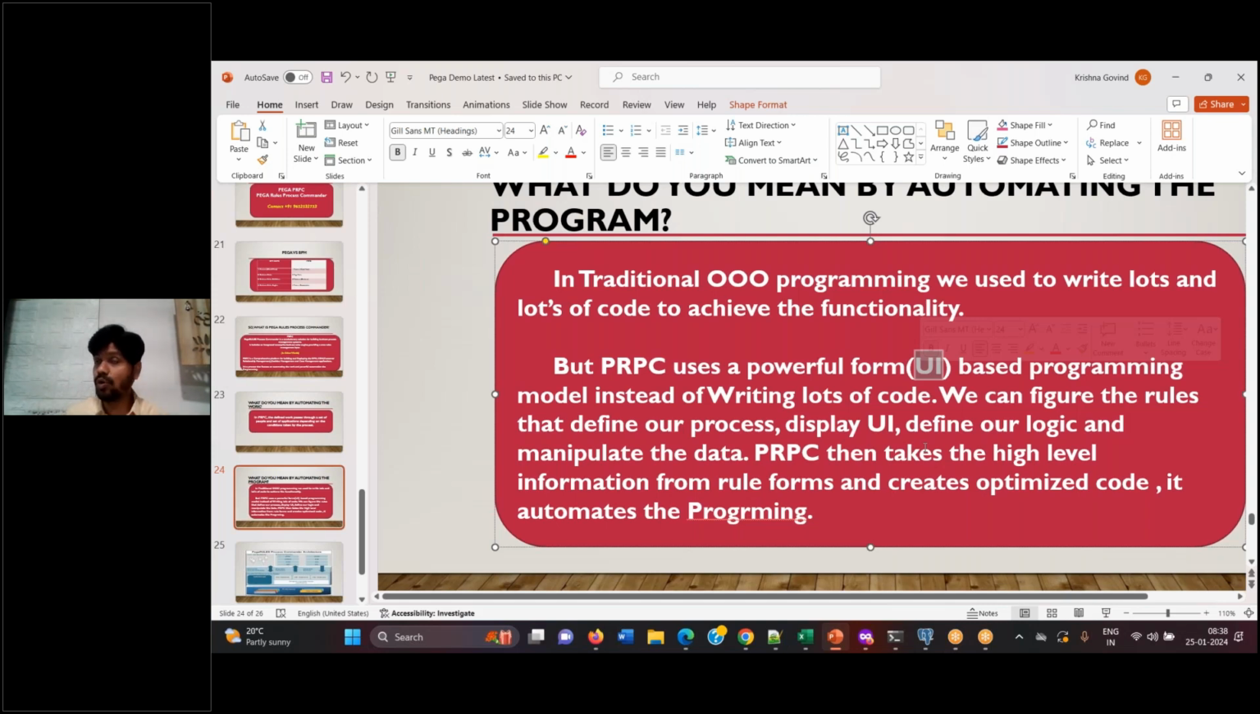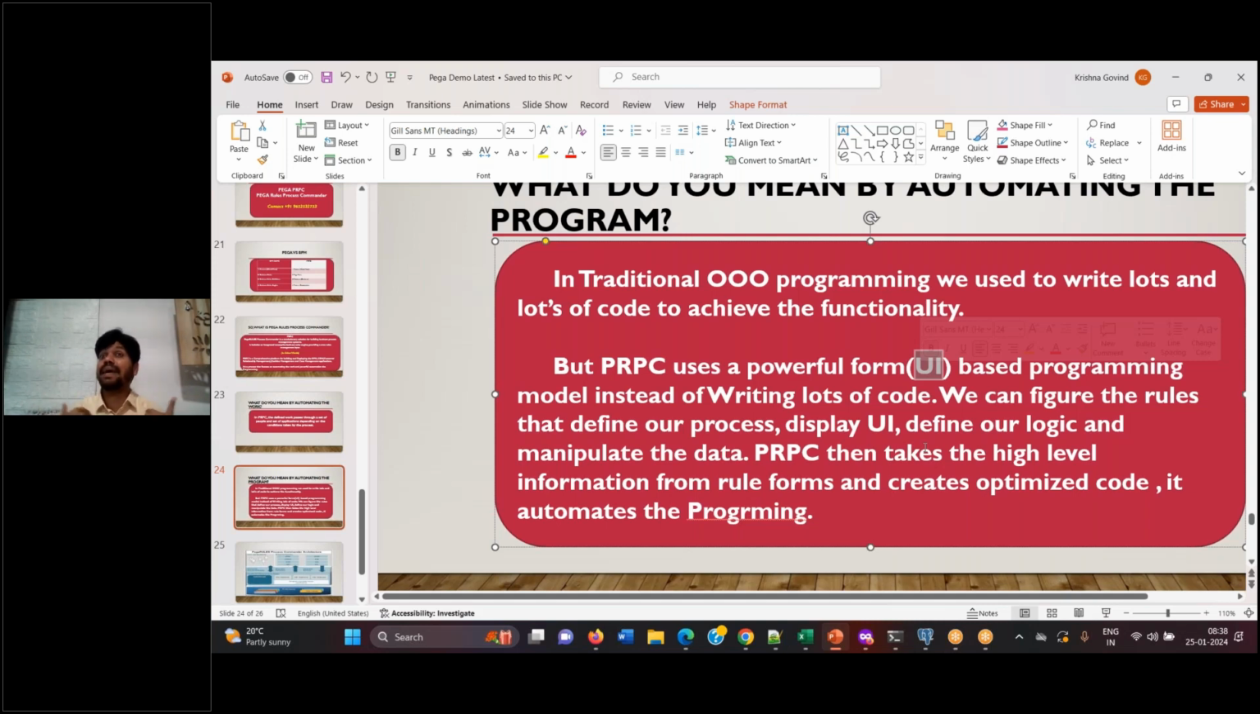Any BPM tool you are learning, here and there, a little bit of coding is required. PEGA is zero code. This tool's development was started in 1983. When? Before Java. It was developed using C language. Later C++. Later converted to Java. Maybe tomorrow they may convert it to Python. I don't know.